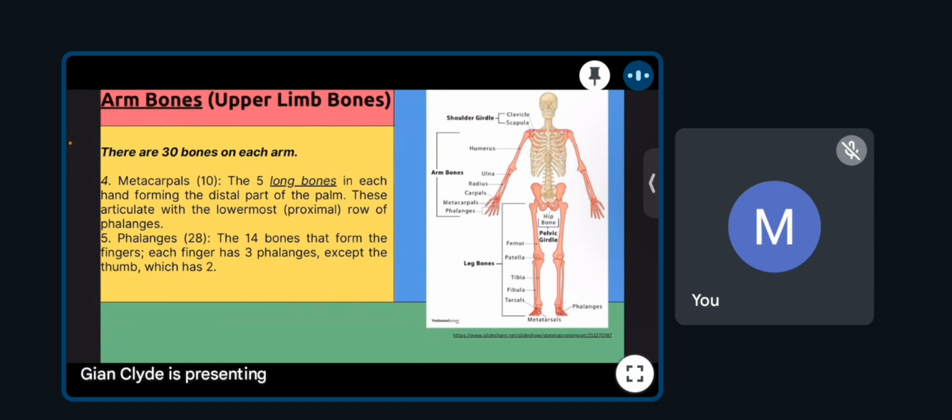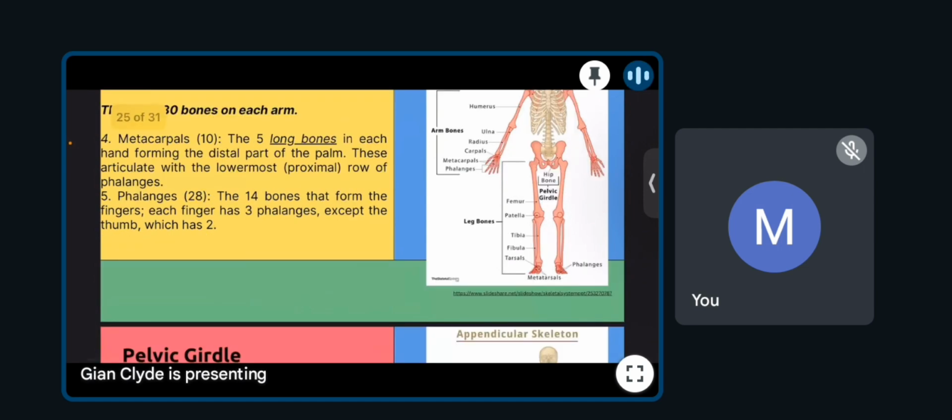Next is the phalanges. We have 28 phalanges, the 14 bones that form the fingers. Each finger has 3 phalanges, except the thumb, which only has 2.